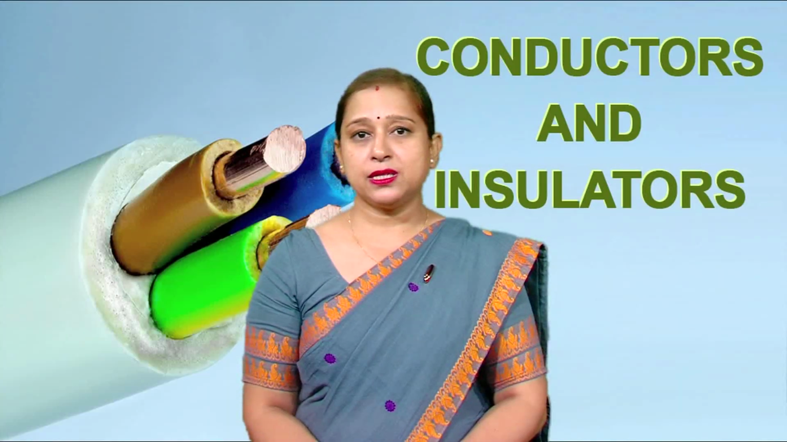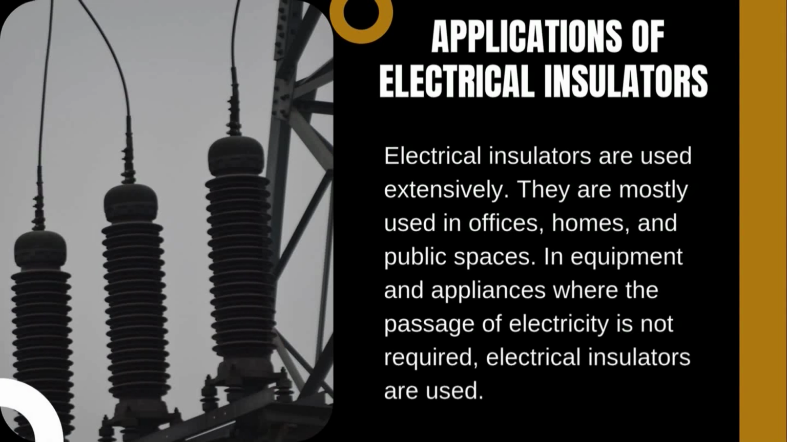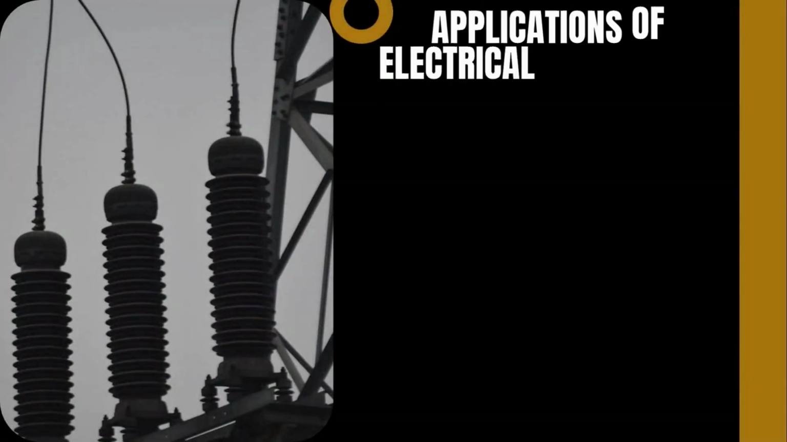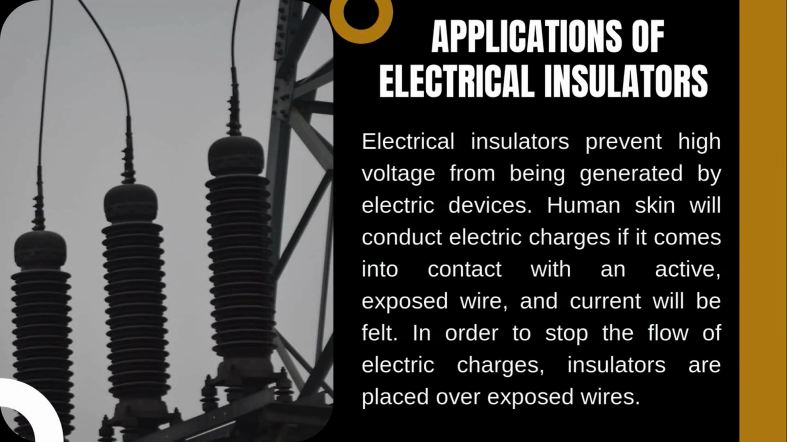Now we are moving to the applications of electrical insulators. The electrical insulators are used extensively. They are mostly used in offices, homes and public spaces, in equipment and appliances where the passage of electricity is not required. Electrical insulators are used to prevent high voltage from being generated by electrical devices. Human skin will conduct electrical charges if it comes into contact with any active exposed wire, and current will be felt. In order to stop the flow of electrical charges, insulators are placed over exposed wires.